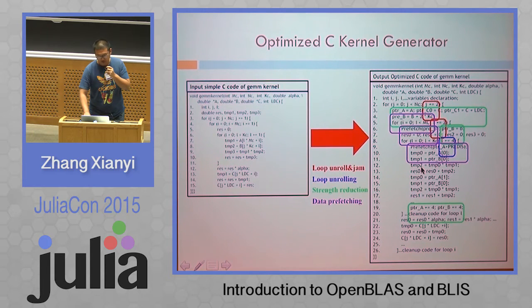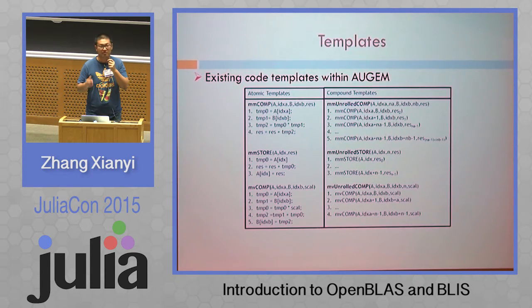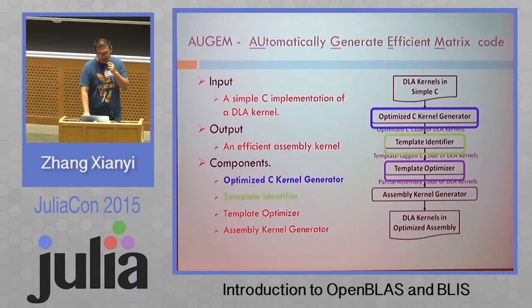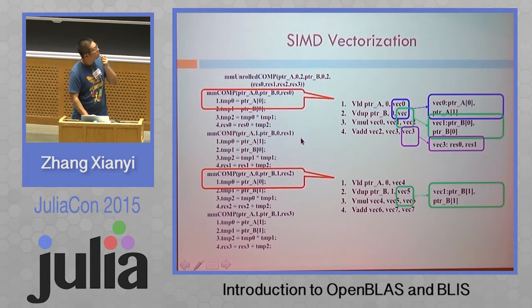So the next step is we predefined some templates. In our implementation of the BLIS library, we found there are some patterns of computation and read and store in the library. So we just predefined the templates to catch these patterns. In every template, we use SIMD vectorization, like this one. Here is the SIMD vectorization for the unrolled computation template.